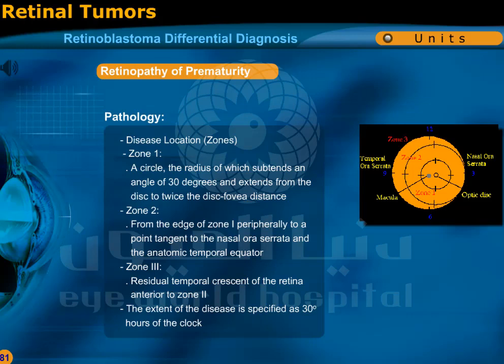A circle, the radius of which subtends an angle of 30 degrees and extends from the disc to twice the disc-fovea distance. Zone 2: from the edge of Zone 1 peripherally to a point tangent to the nasal ora serrata and the anatomic temporal equator. Zone 3: residual temporal crescent of the retina anterior to Zone 2. The extent of the disease is specified as 30 degrees, hours of the clock.